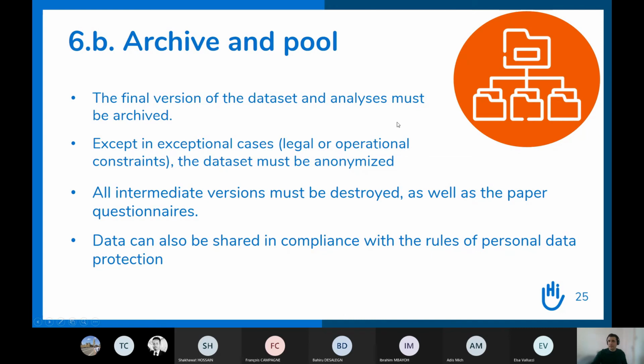And then there is the question of data sharing. That's also something that we're going to discuss later in the session on data protection. Okay, and that's it for the information management cycle. Do you have comments on the last phase?